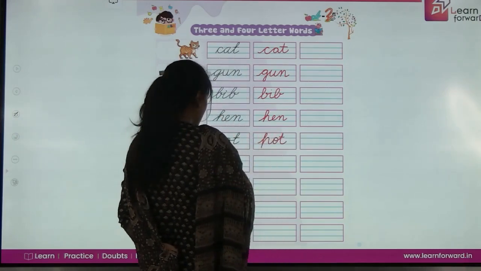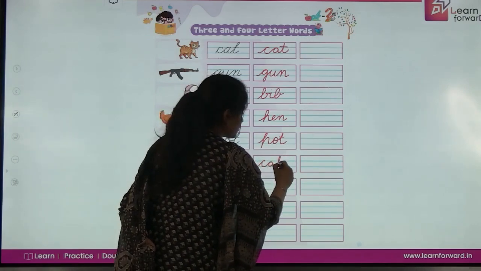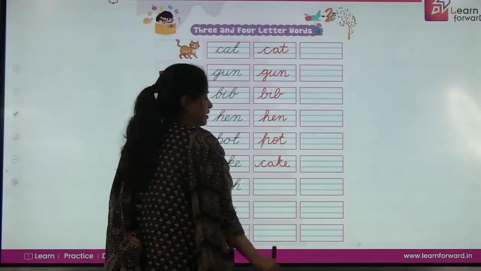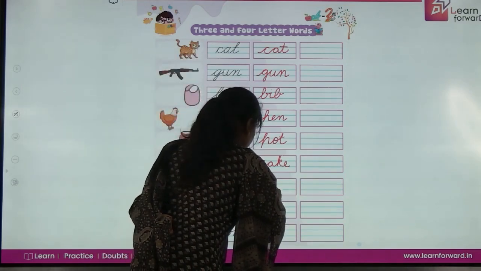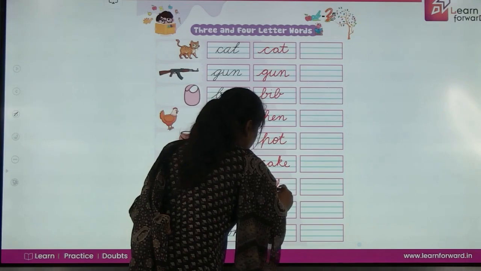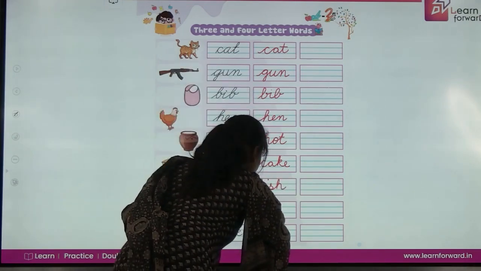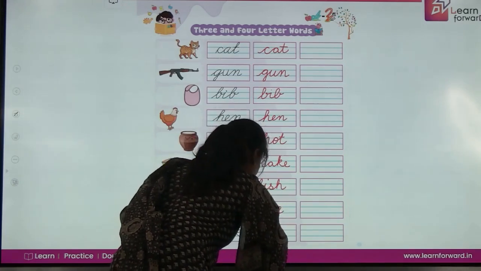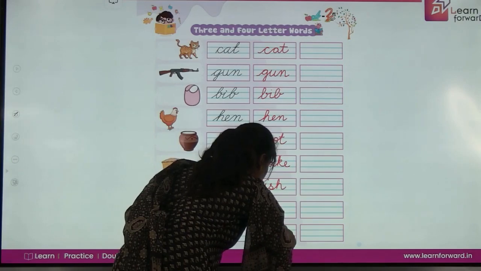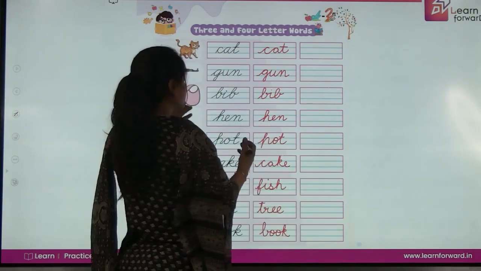Next is cake. Who likes yummy cake? Now this is a 4-letter word, okay? Cake. Next is fish. Very nice. Next is tree. And then book. B-O-O-K, book. And we have done 3 or 4 letter words.